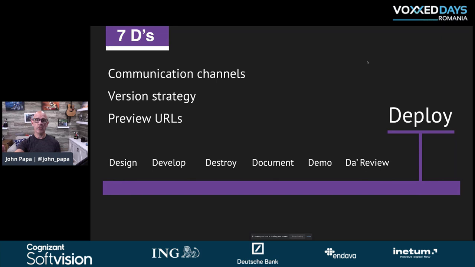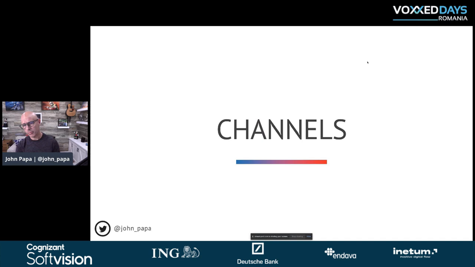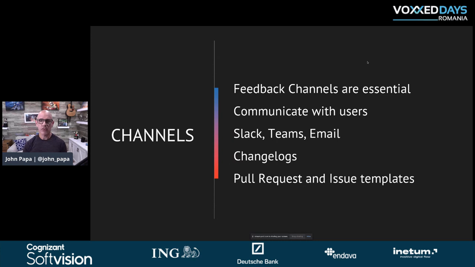So let's talk about those channels with the 7Ds. How do you create those communication channels? Well, they're really essential. And this may sound like common sense, but far too often we don't have them. You want to communicate with your users. One way to do this is to create a channel like on Slack or Teams or send an email. But I'll tell you from experience, the best way to do it is have multiple forms of communication.